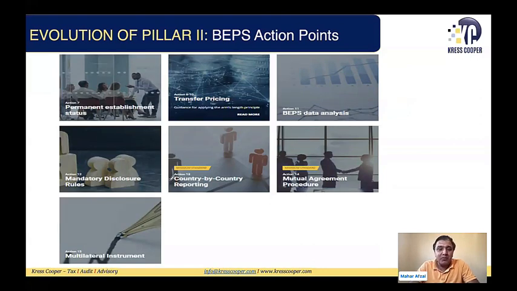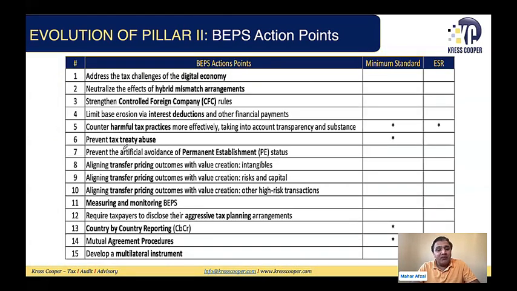These 15 action points were introduced by the OECD just to control profit shifting and base erosion. The objective was basically that wherever the multinationals are generating profit, they need to pay tax in the same jurisdiction, and they should not shift the profit from the high tax jurisdiction to the low tax jurisdiction. These are basically the 15 action points.